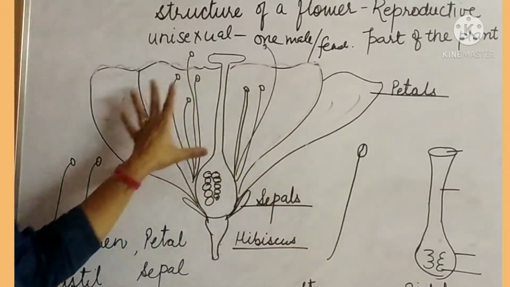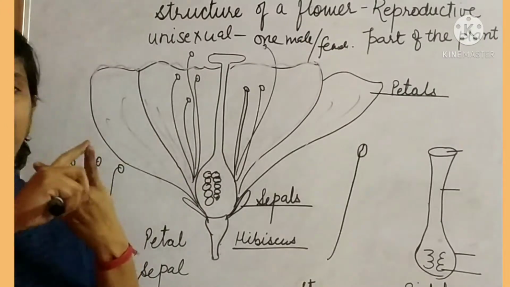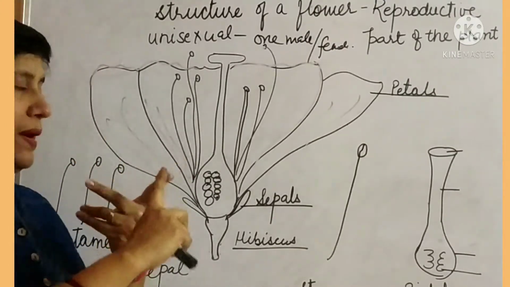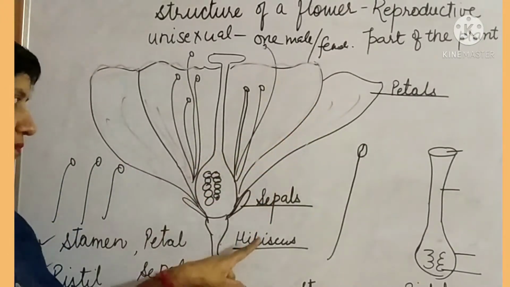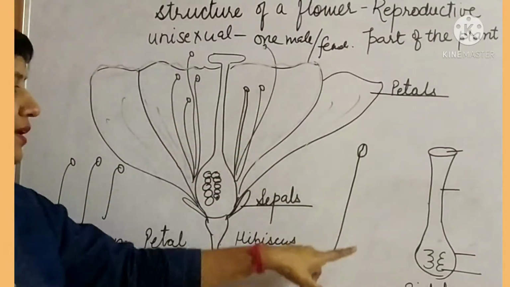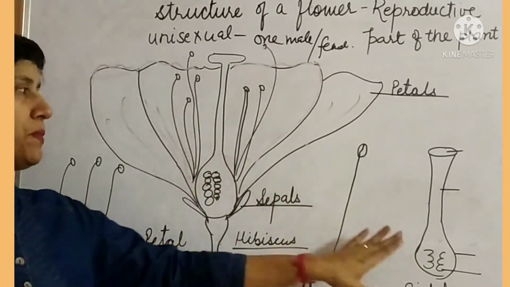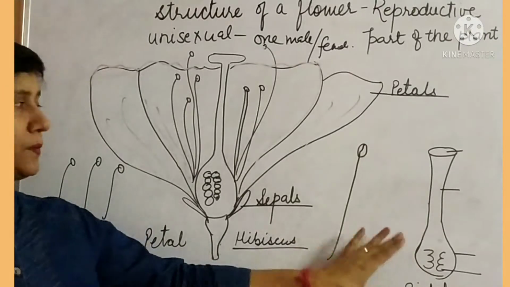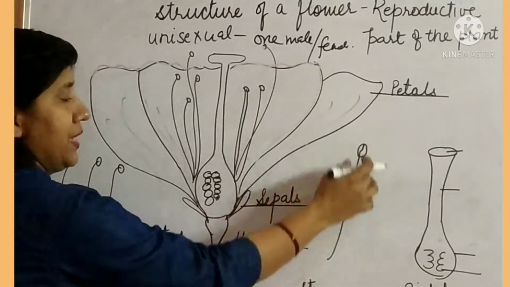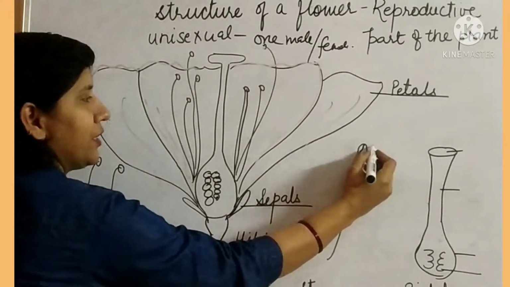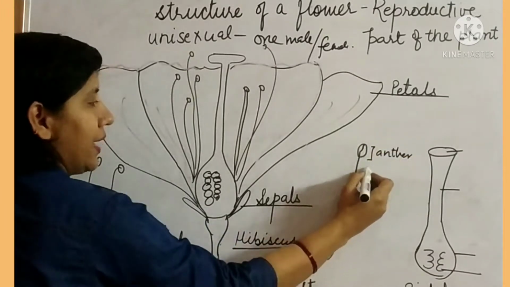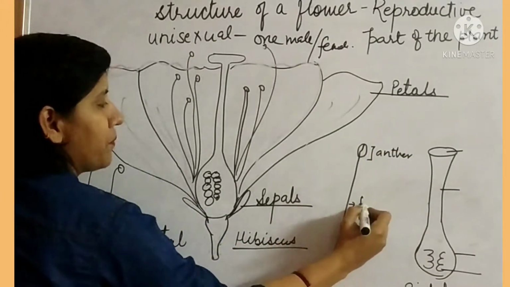Okay. So a typical flower has 4 parts: petals, sepals, stamen and pistil. Petals are generally colored. Sepals are generally green. Stamen is the male part. Pistil is the female part. Okay. Now come to the stamen. The stamen is the main part, child. It has 2 major parts. This is the upper part, known as the anther. This is called the anther and this long part is known as the filament.